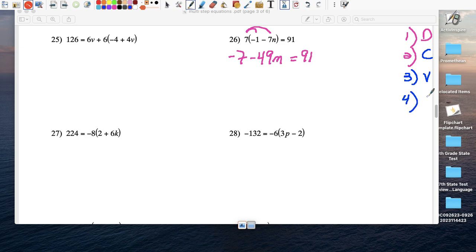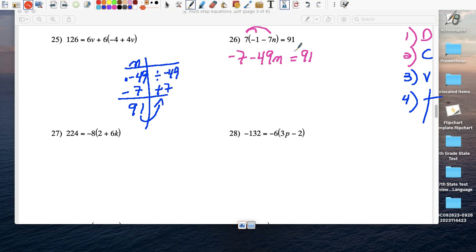But step 4, I can do my little outline here. I have a variable n being multiplied by negative 49, and then subtract 7. That equals 291. What number is the value for n? So the first thing I'm going to do is add 7 to both sides, and then divide both sides by negative 49.